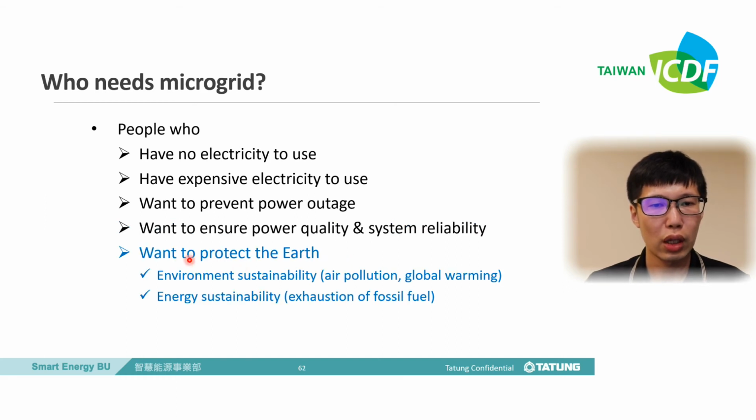So the last one is that people want to protect the earth, and they may also need microgrids, because the microgrid can reduce the air pollution and reduce the CO2 emission, to fight against global warming. So it can enhance the environmental sustainability, and it can also deal with the problem of the exhaustion of fossil fuel. So it can enhance the energy sustainability.